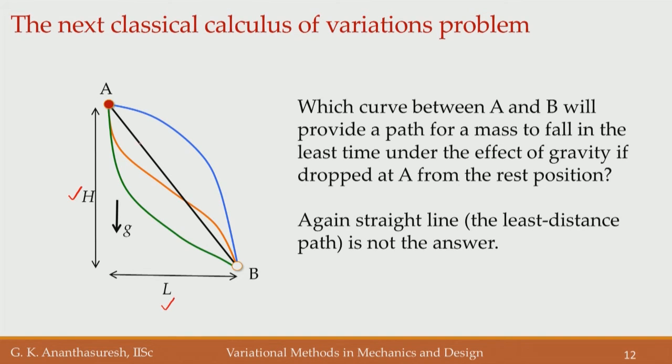If you say a straight line like an inclined plane, that is the least distance path, but that is not the least time path. Okay. This is the classical problem that started calculus of variations historically.